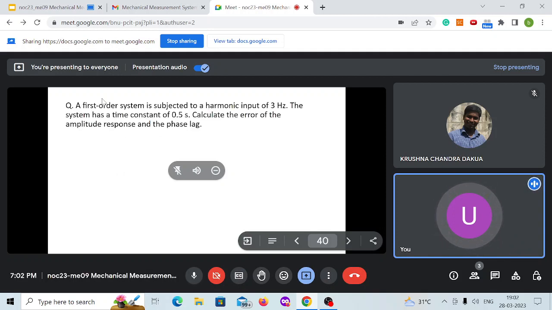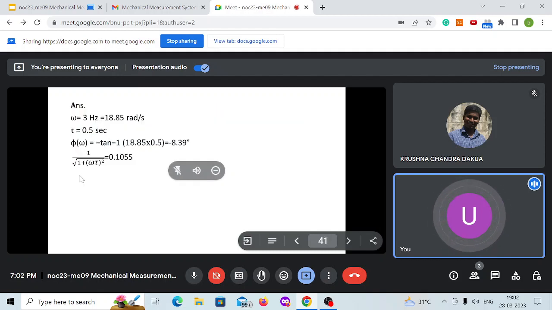We have to calculate the phase lag and the amplitude response error. So the error is the difference. So we have found out both.